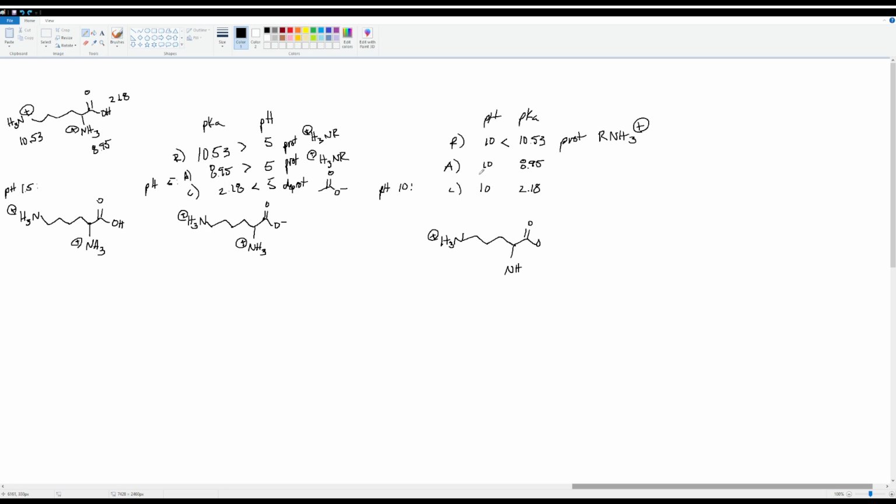Okay, so then for my amino group, is my pH or pKa greater? So that is supposed to be an 8. My pH is greater. Should I be protonated or deprotonated? Deprotonated. So my amino group looks like that.